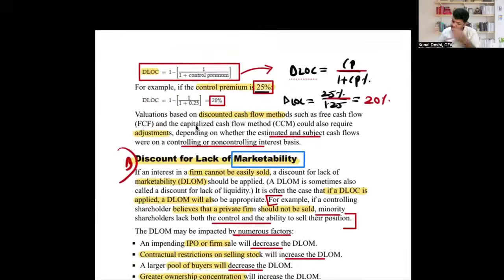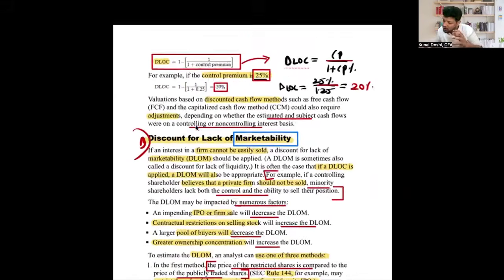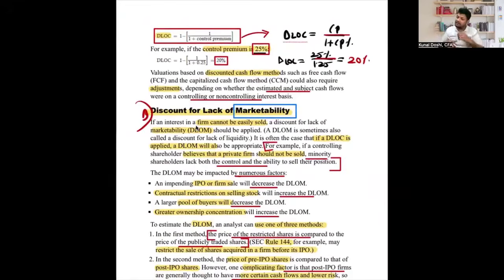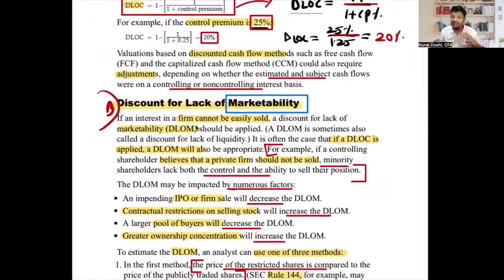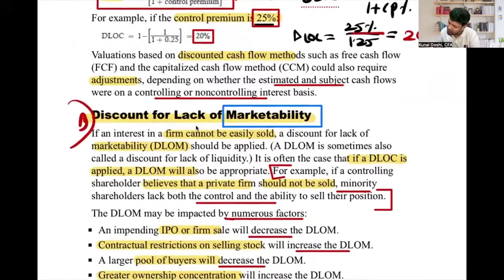Now, control premium, if they give you control premium, this is what they've done, 25%. So 25 divided by 1.25, that is what will give you 20%. This is the discount. Why discount? If the control premium is 25%, this is the discount that I will apply. And when I say I will apply the discounts, what will happen in this case?